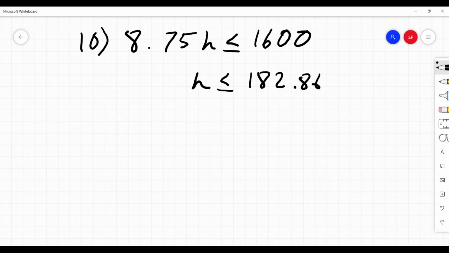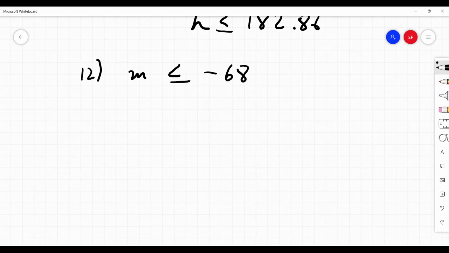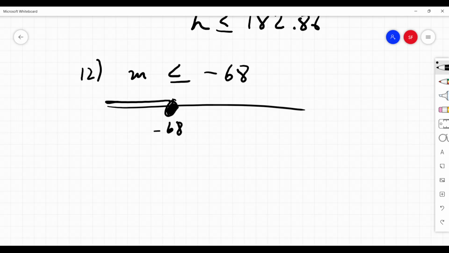Number 12. You end up with m is less than or equal to negative 68. And the graph has got all the stuff on it, but you end up with a closed circle at negative 68, and the graph goes this way.